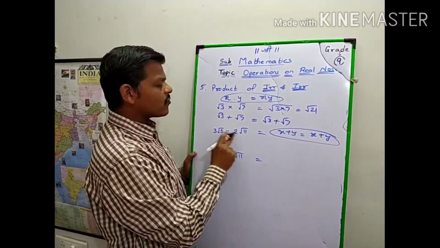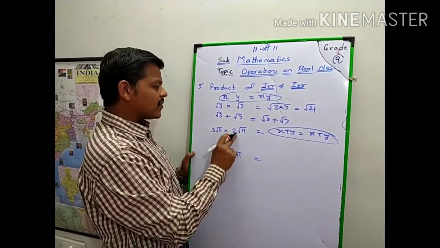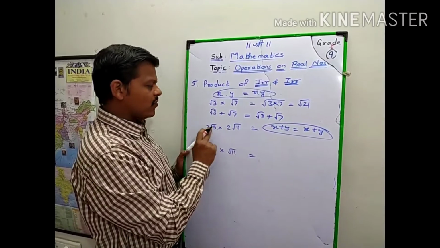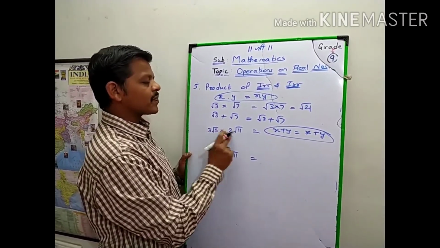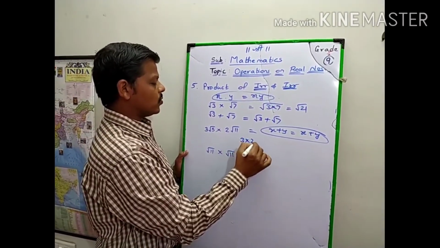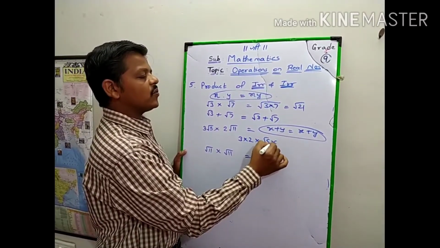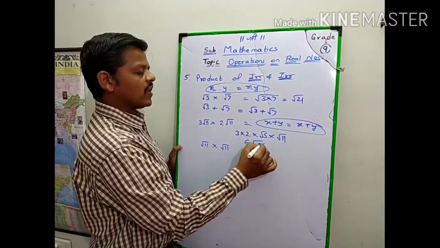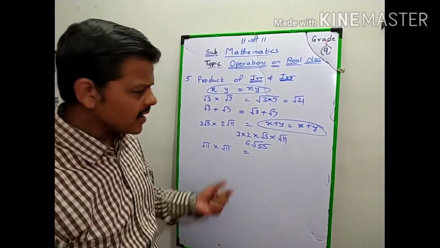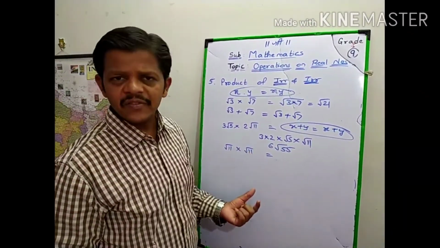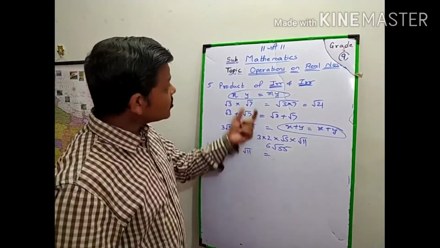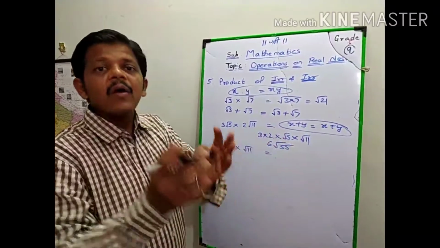Similarly, 3 root 5 into 2 root 11. Again, rational with rational, irrational with irrational, coefficient with coefficient, variable with variable. 3 into 2, root 5 into root 11. 3 2s are 6, root 55. Multiplication is easy. Just apply yourself, children. It's very, very important. And later on, when you will be solving, you will combine all these rules.